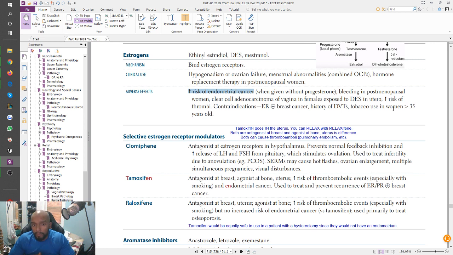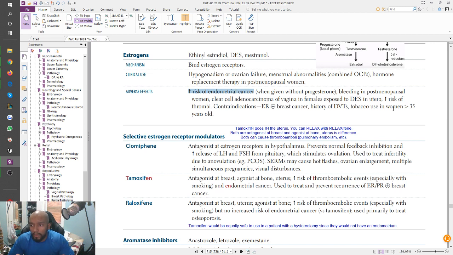You can also have excessive bleeding because of the high estrogen, clear cell adenocarcinoma of the vagina in women exposed to DES in utero. So if your mother was taking DES, increased risk of thrombi because estrogen causes that coagulation. Contraindications are you cannot give this to anyone who has estrogen receptor breast cancer in their history, or a history of excessive coagulation, or if they smoke, because smoking tobacco also makes you hypercoagulable. Right? So estrogen's very scary medication to use orally.